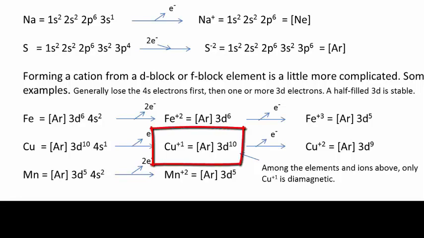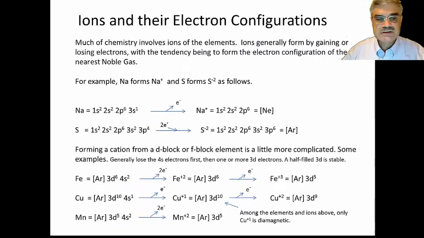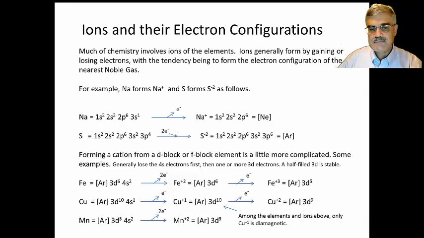Copper +1, argon 3d10. 10 electrons, 2 each. They're all paired up. 2 each in the 3d orbital subset. Yep, that's the only one on the bottom of the page. Of course, on the top of the page, both the sodium cation and the sulfide anion would be diamagnetic.